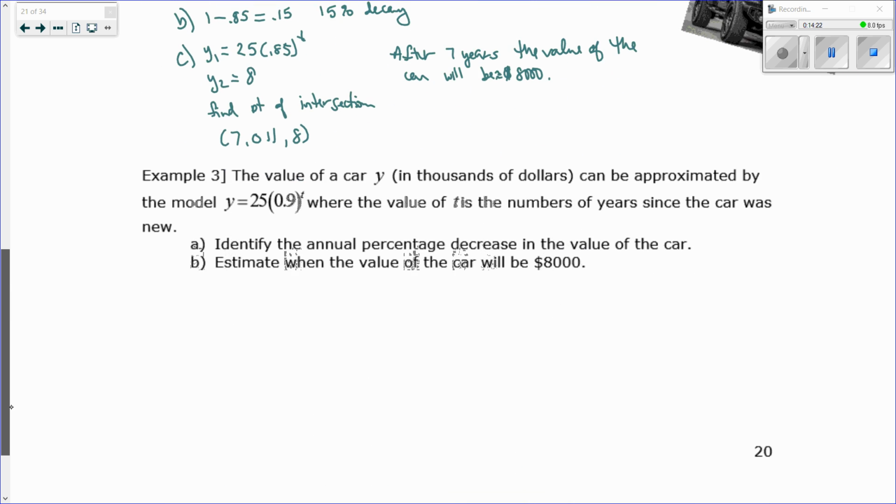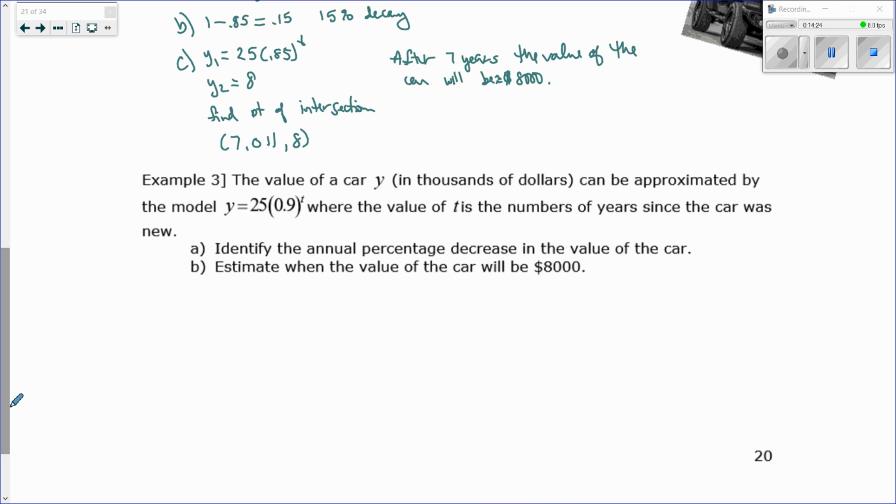So example 3. The value of a car y in thousands of dollars can be approximated by the model y equals 25 times 0.9 to the t, where t is the number of years since the car was new. Identify the annual percentage decrease of the value of the car, and then estimate when the value of the car will be $8,000. It's the same as the problem above, since we know it's decay already. For part A, we do 1 minus 0.9, which is equal to 0.1. So that's 10% rate of decay.